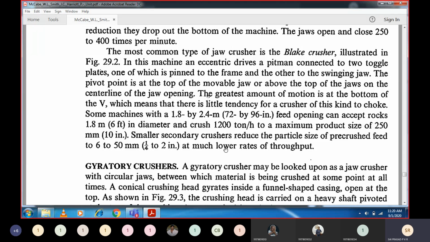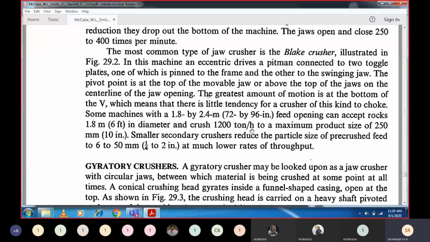But after crushing is over, see its size, 250 millimeters. It will be becoming 250 millimeters. So you can imagine what type of primary crushing is going to take place. And what is the mass feed rate? It is 1200 tons per hour. So you can imagine how heavy duty the machines are, how the faces are hardened, how machines are giving power.